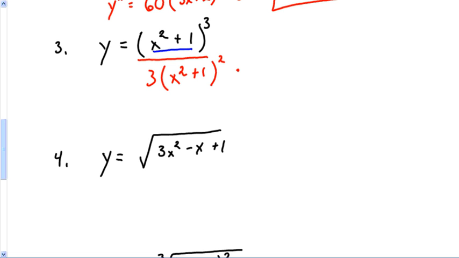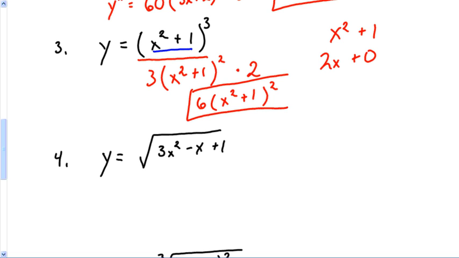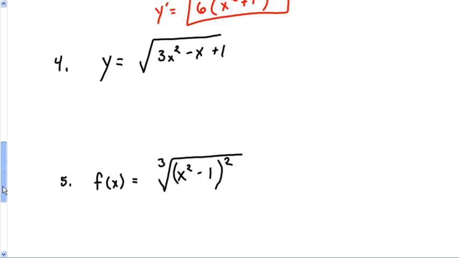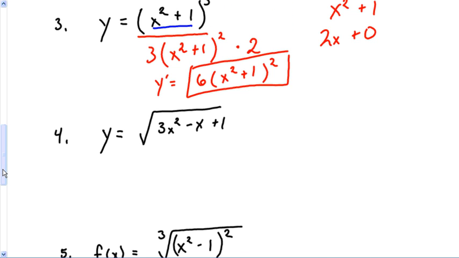What's the derivative of x squared plus 1? Well, that would be 2x plus 0. So it's just 2x. So my answer is 6x times x squared plus 1 to the 2. And so there is my answer, y prime. Hey, I got this. Well, I'm going to keep doing some examples. You can quit if you want. I'm going to keep going. I got 3 more here.